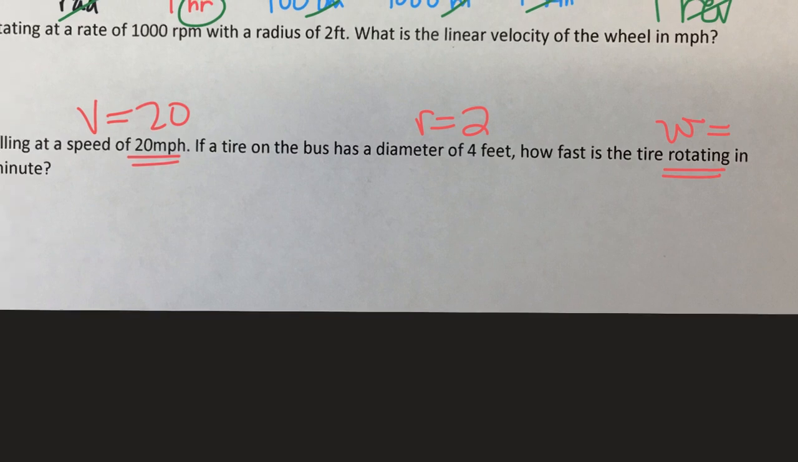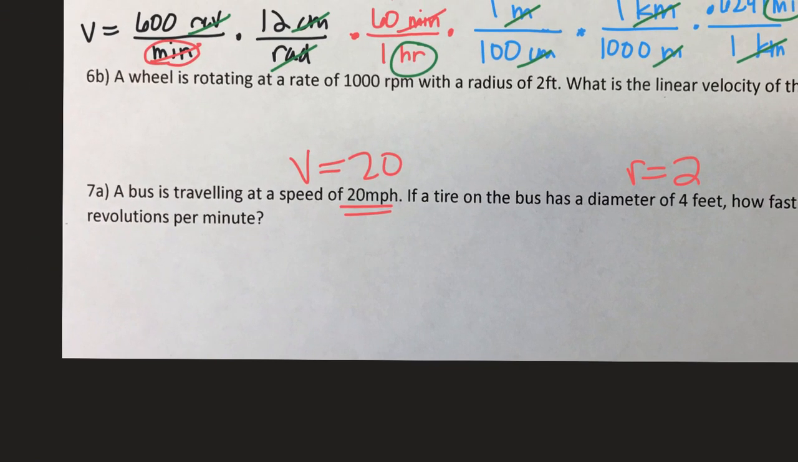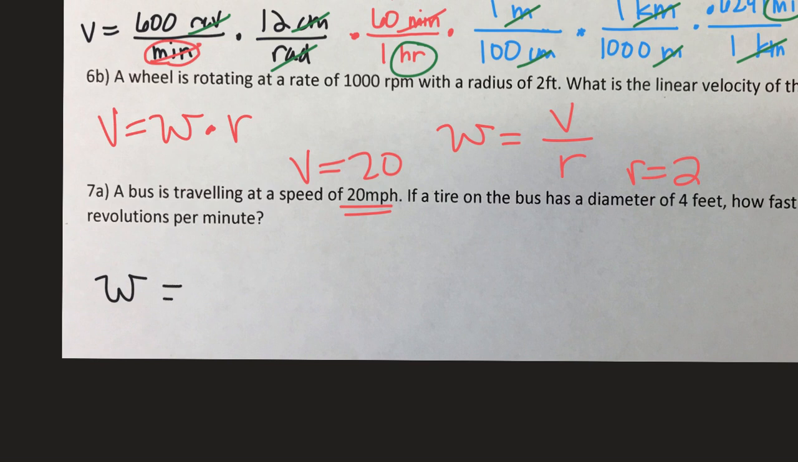Your omega. So we have the formula, velocity, the linear speed, equals omega times r. So if we want to solve for omega, that would be v over r. Okay, so that's our general formula that we're going to apply. The omega, or the angular speed, equals the linear speed, 20 miles every hour.